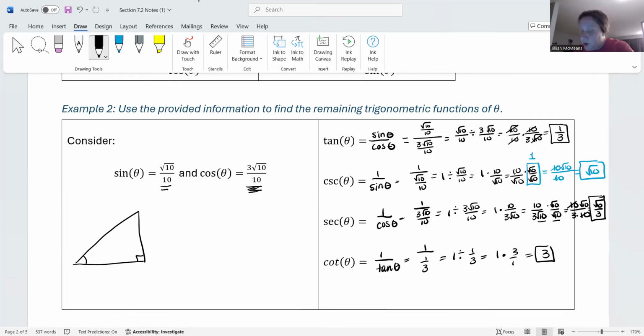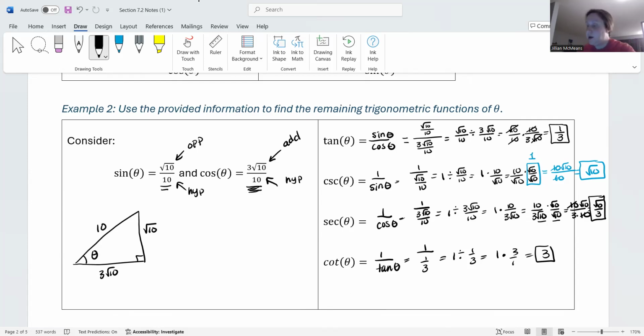Okay, we're going to denote where theta is. Now, we know that sine is the opposite side of theta over the hypotenuse. So that tells me the opposite side compared to theta is square root of 10, and the hypotenuse is 10. So this is opposite. This is hypotenuse. That tells me that cosine, remember, is adjacent over hypotenuse. So 3 root 10 is the adjacent side. And 10, we already know, is the hypotenuse. And using this, we can use that idea of SOHCAHTOA to find the different trig functions.